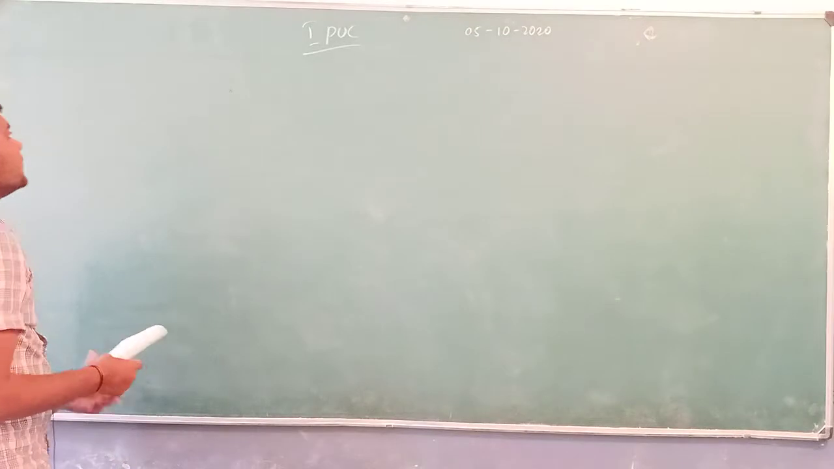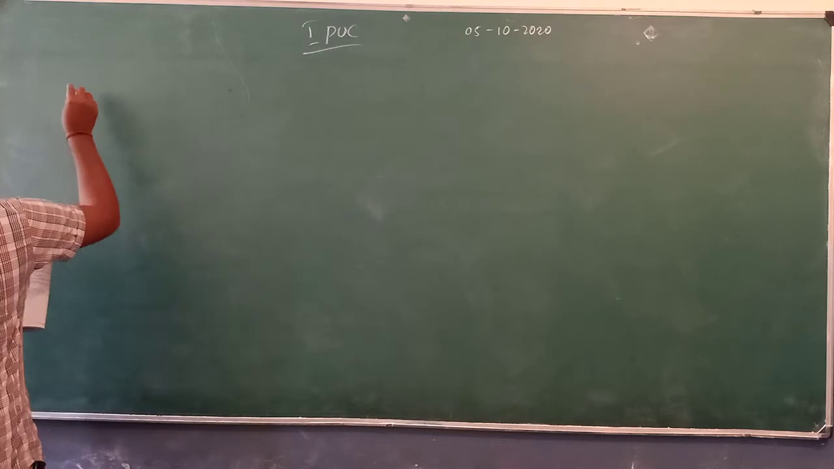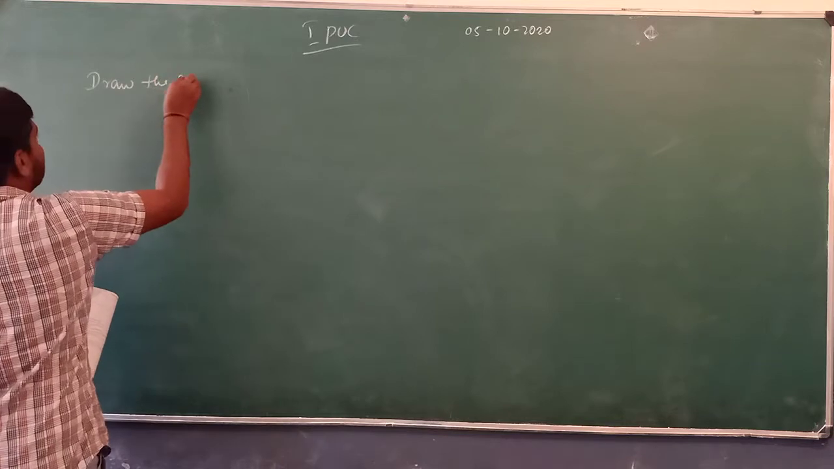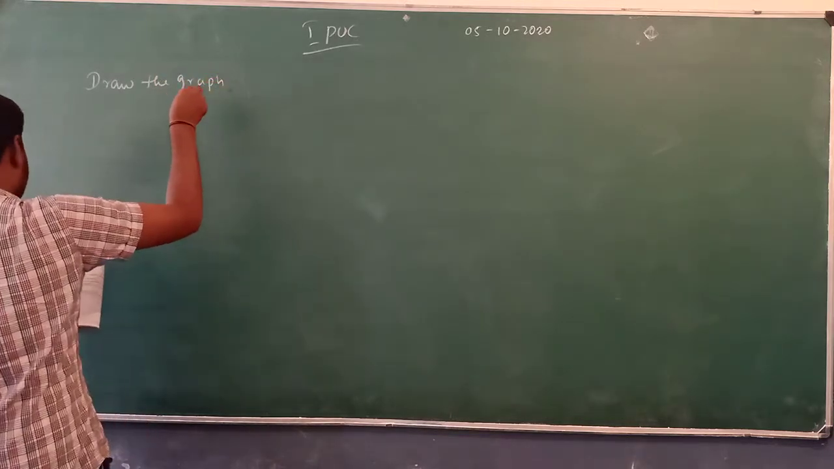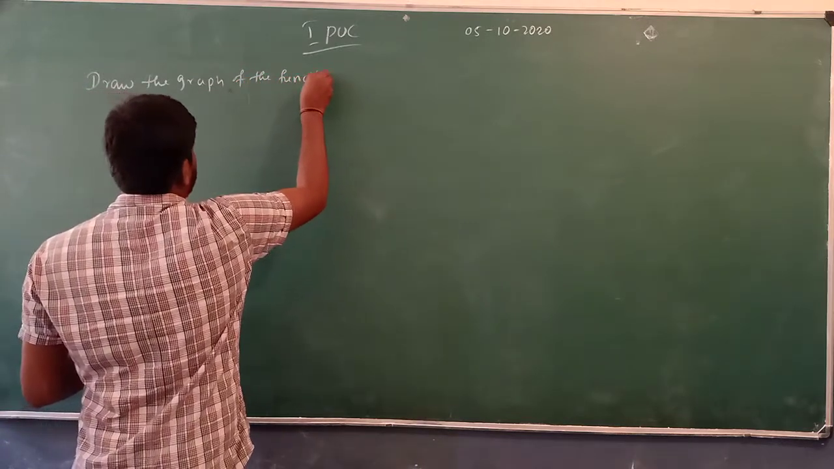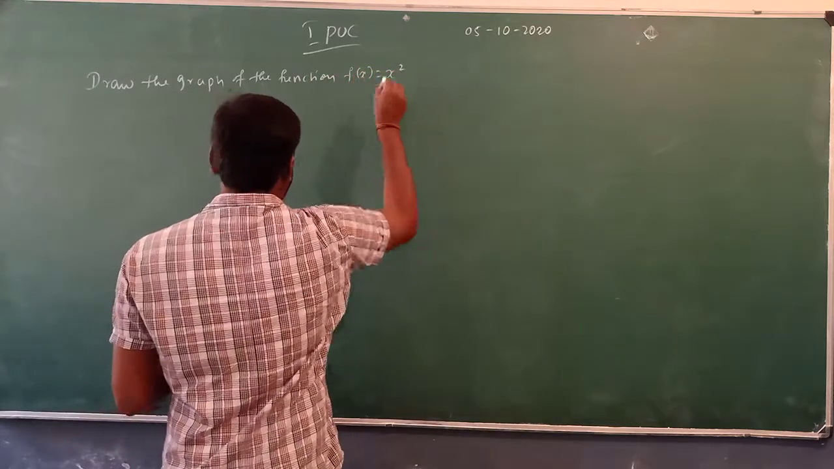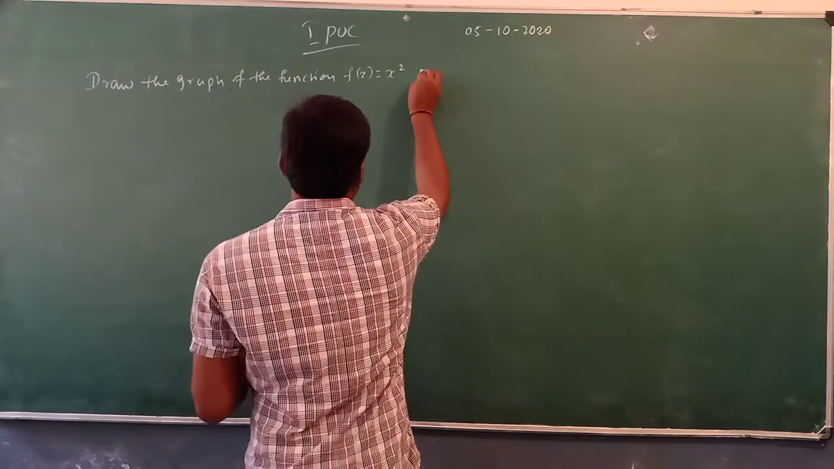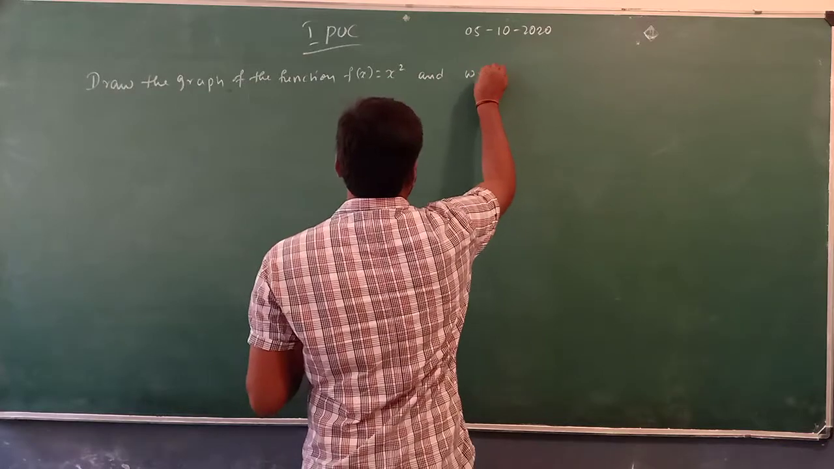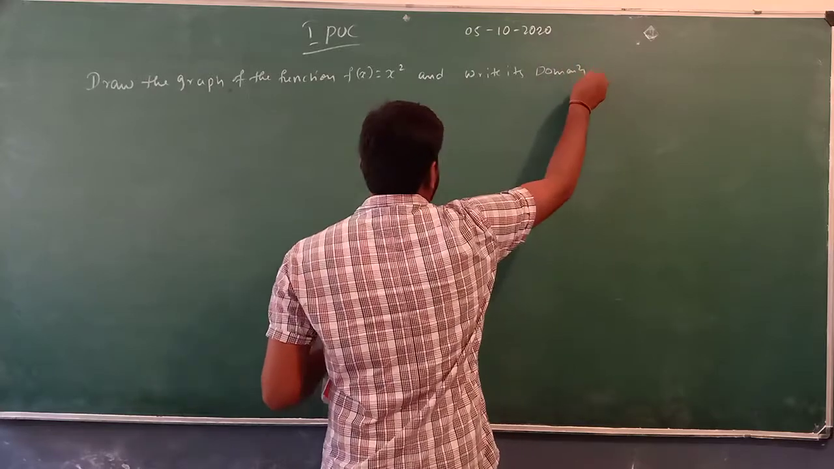So here they have given a polynomial function, so we need to draw the graph for the polynomial function. Draw the graph of the function f of x is equal to x square, and write its domain and range.